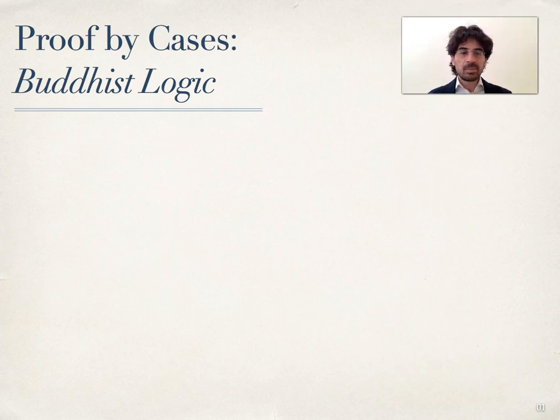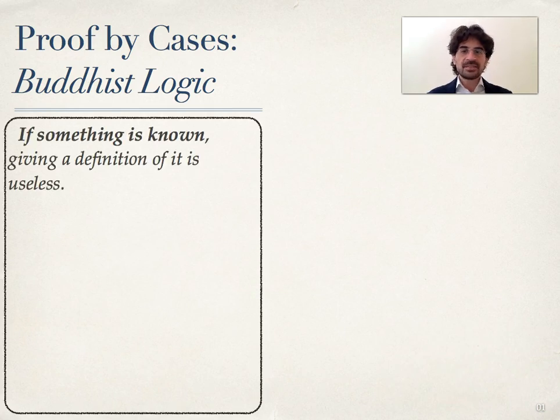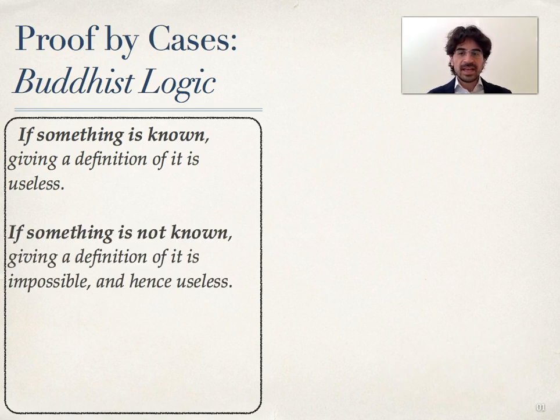Here's another example, more abstract, from a Buddhist work. If something is known, giving a definition of it is useless. That's the first case. If something is not known, giving a definition of it is impossible and hence useless. So that's the second case. And you see that both these two cases lead to the same conclusion, namely that giving a definition of the something in question is useless.